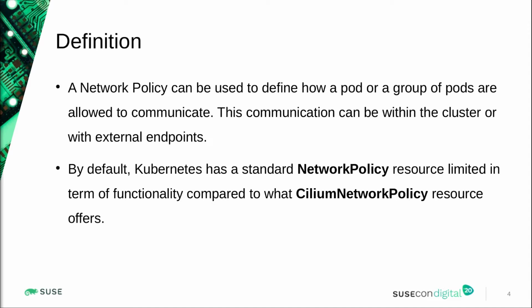By default, Kubernetes already has a standard network policy resource, and this resource is already a good start when it comes to securing your workload, but it is limited. Why is it limited? The reason is quite simple. It's just because almost no other network plugin can do as much as Cilium can. And of course, this is why I'm very excited about Cilium network policies.